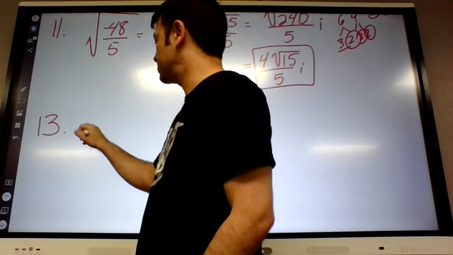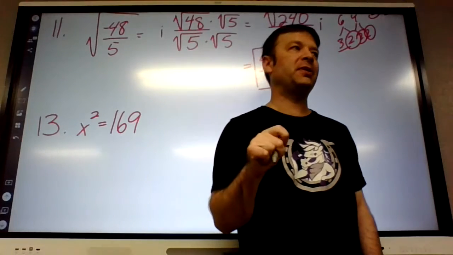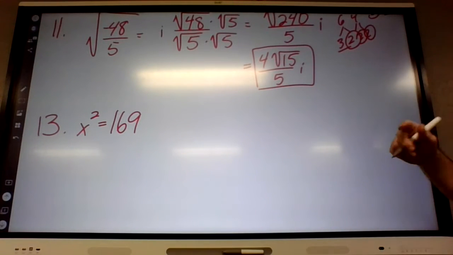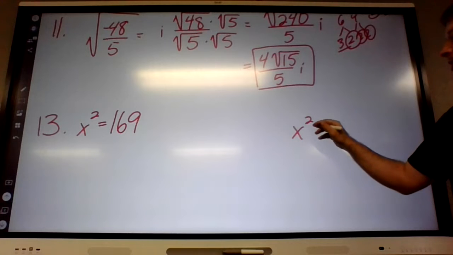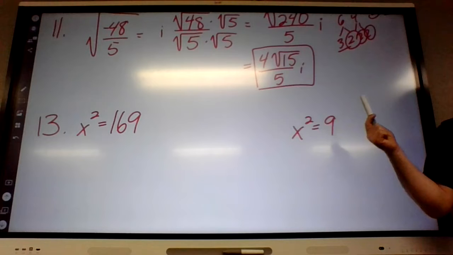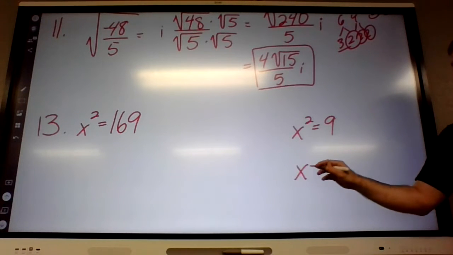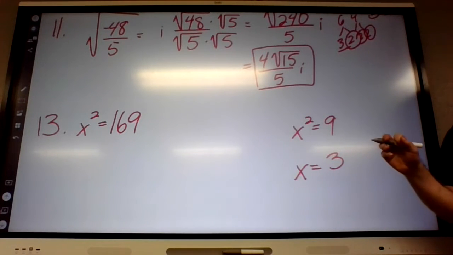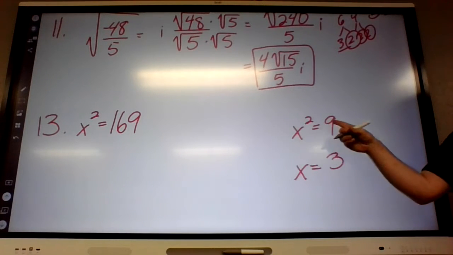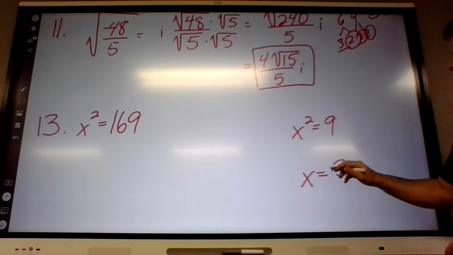13, x squared equals 169. Okay, this is different. We're solving an equation right now. Let me back up and do a really basic one. X squared equals 9. If x squared equals 9, what could x be? Could be 3, right? 3 squared is equal to 9. Anything else? Negative 3 would also work, right? Negative 3 times negative 3 is also 9. So the answer is actually positive or negative 3.